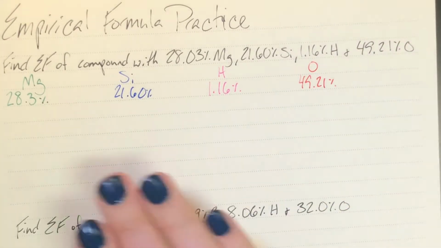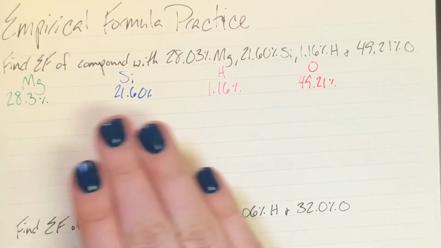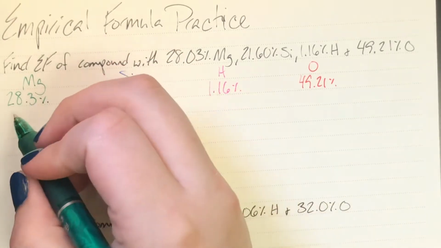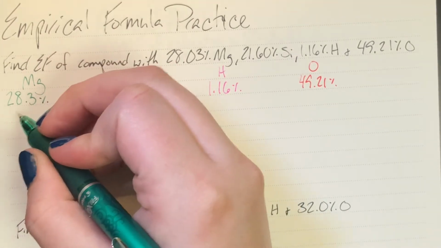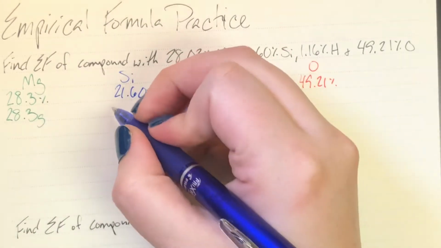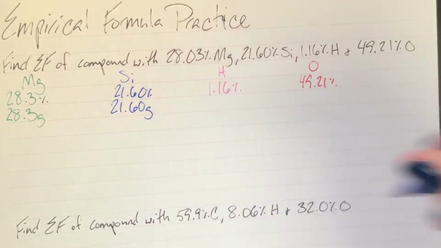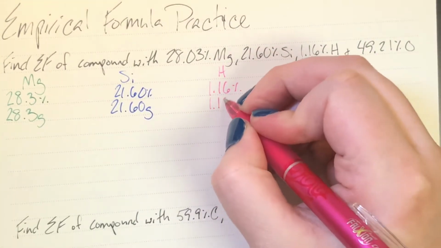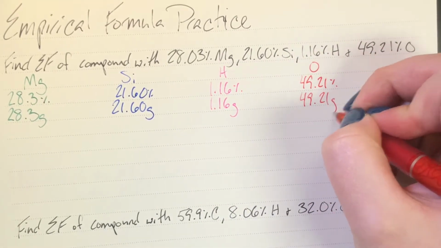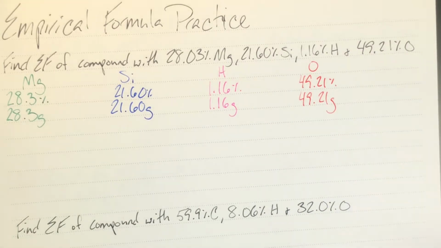Okay. So I've taken from my question, I've assigned each element a color. When I'm dealing with empirical formulas, my very first step is going from percent to mass. What this means is I'm going to be assuming a 100 gram sample. 28.3% of 100 grams is 28.3 grams. This will be 21.60 grams. This will be 1.16 grams. And this will be 49.21 grams.